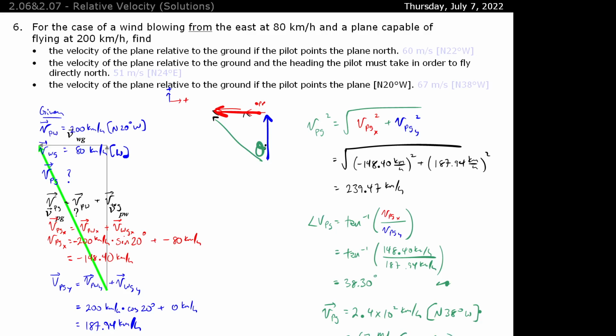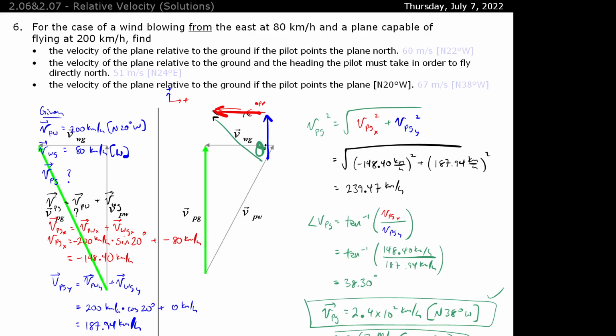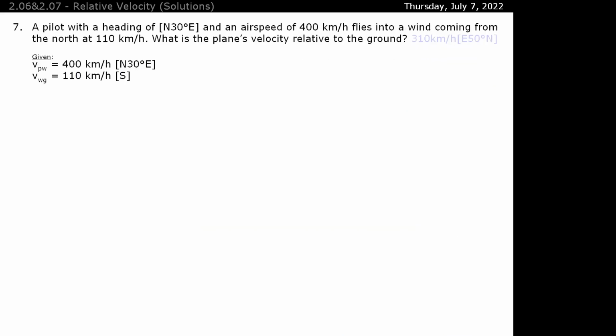I wouldn't give precedence to one over the other unless the question says state your final answer in kilometers per hour or meters per second. These two are both correct. There's no difference in them. Okay, moving on to the next day's question.